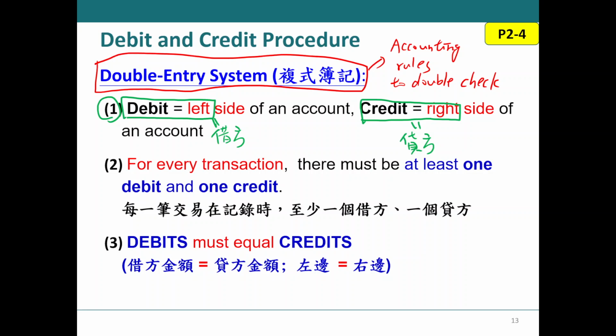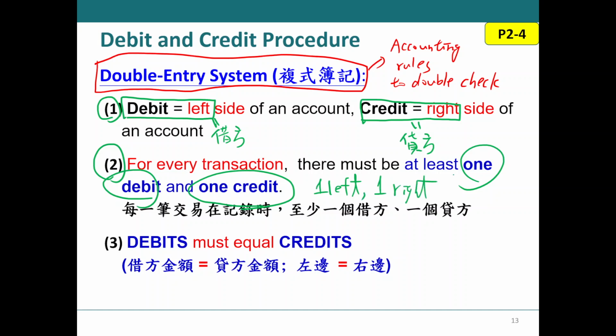Second rule. Remember, for each transaction, always 1 debit, 1 credit. It's like your hand. I have 1 left hand, 1 right hand. So don't forget, always for each transaction, we have at least 1 debit, 1 credit. Means you have 1 left, at least 1 right. Okay, I have a left, I have a right. So you have a debit, you have a credit.